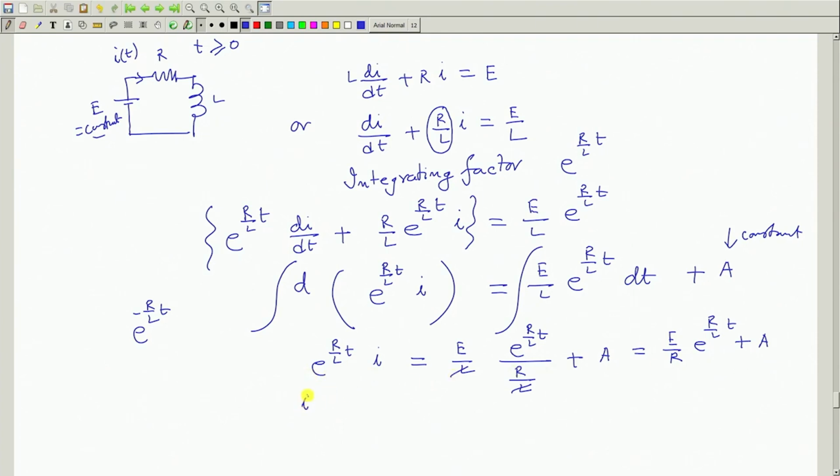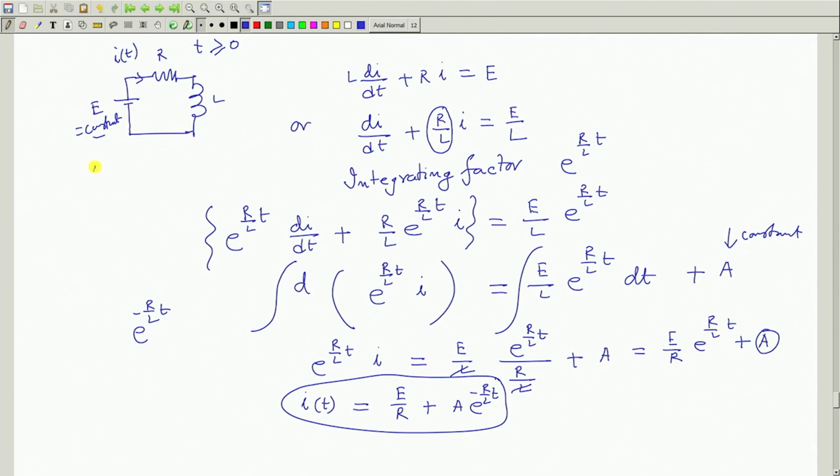Then on the left hand side I will be left with only i(t), and this will be equal to E by R plus A into e to the power minus R by L into t. This will be the solution. Now, here this constant comes in, A. This constant is to be determined from the boundary condition.